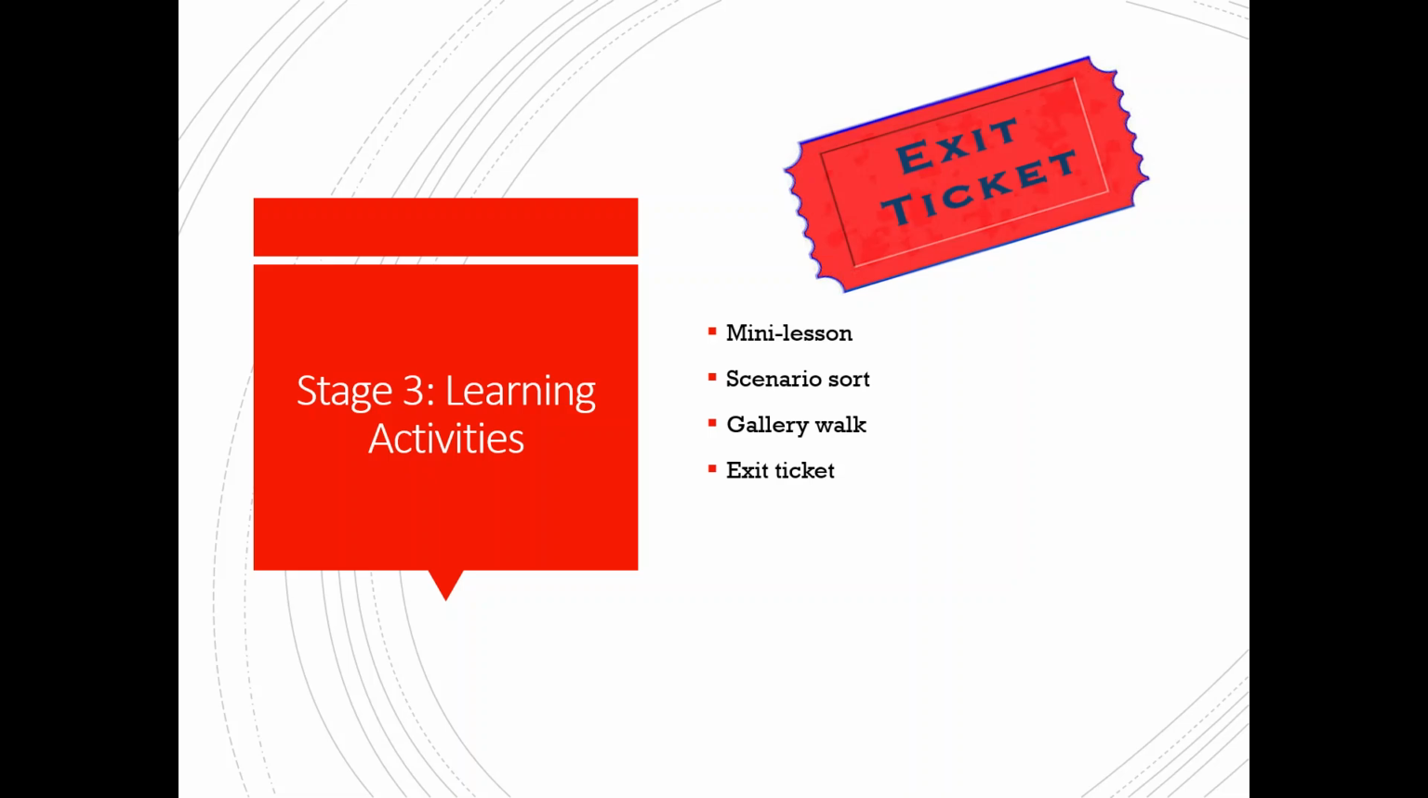The activities I planned include a short mini lesson reviewing all 10 amendments with student-friendly definitions, a scenario sort activity where students match example situations to amendments, a gallery walk where students rotate and analyze posted scenarios or images and identify the amendments represented, and an exit ticket that mirrors the assessment by requiring students to identify which amendment applies to a situation. So again, each activity moves students closer to successfully answering the STAR-like assessment questions.